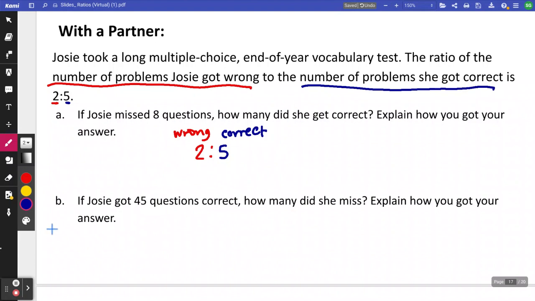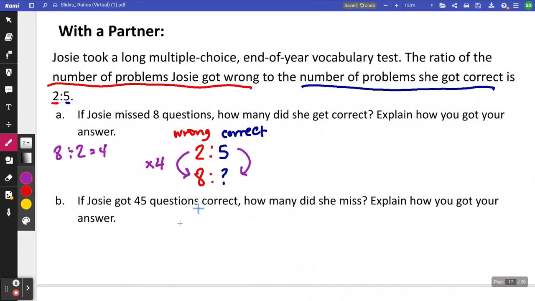The question is saying if Josie missed 8 questions, that 8 is how many she got wrong. So I'm going to put it here. And we are trying to figure out how many she got correct. I'm trying to figure out this number here. I'm trying to find out what that equivalent ratio is. And we said earlier the key, what math am I going to use to do that? I'm going to use some multiplication. So here I'm taking my 2 and asking myself, what number do I have to multiply by to get to 8? Remember, you can always use division to help yourself out. I know 8 divided by 2 is 4, so that must mean 2 times 4 gives me 8.